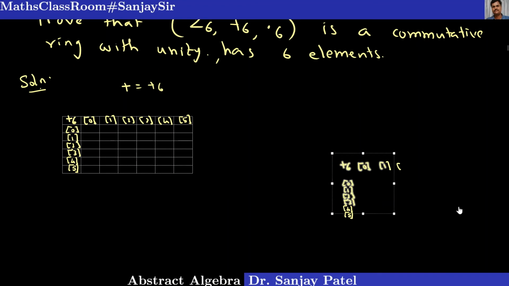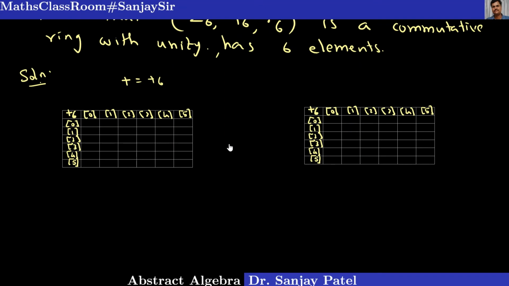Okay, so we have these two tables. Let me change this, and I'm writing here dot 6. So dot is the multiplication modulo 6. So we have to prepare these two types of comparison tables, or you can say multiplication tables, as you have done in group theory.